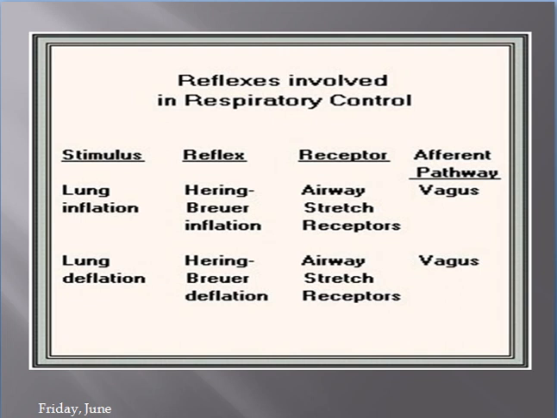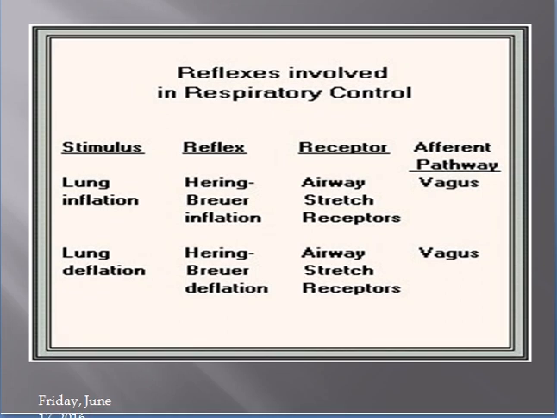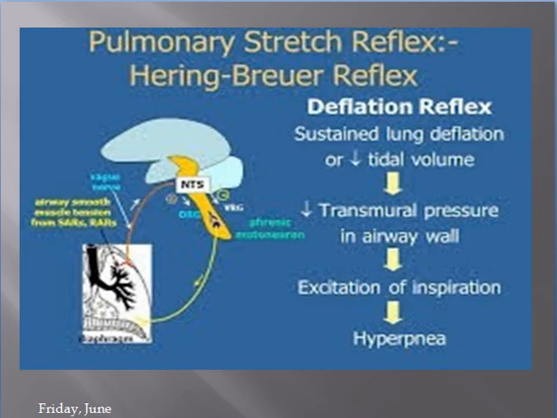So this is how the stretch receptors work in lung deflation; hearing is the same, only through the vagus nerve. Stretch receptors stimulate the vagus nerve, and the vagus nerve stimulates the respiratory center in the medulla oblongata. It's the same thing.